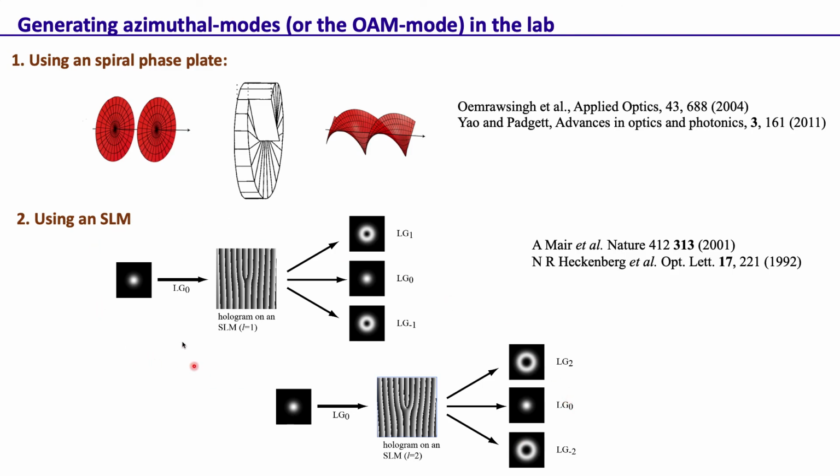There are other methods also for generating these orbital angular momentum modes, but we will not go through them in this course. So the main point here is that these Laguerre-Gaussian modes are physical modes that can be produced in the labs, and these are the modes that carry the e to the IL phi dependence that we saw in the context of angle, when we wrote V of phi, the field in phi, in terms of its Fourier transform.